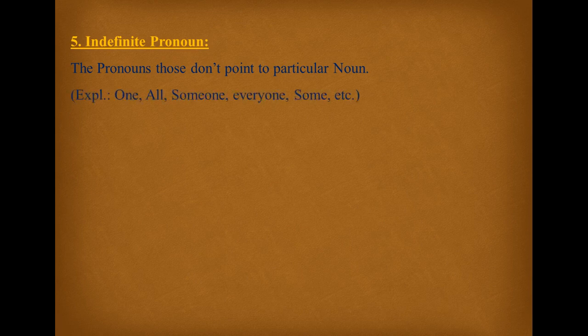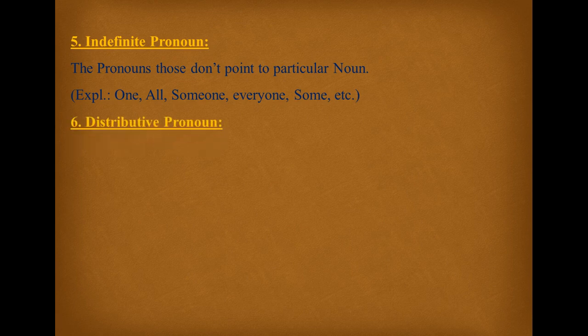For example, they are one, all, someone, everyone, some, etc. So in that sense, you will not guess the person or the thing. You may understand that I am talking about somebody, but I may not mention the name of that person, or you may not understand the person. Okay.